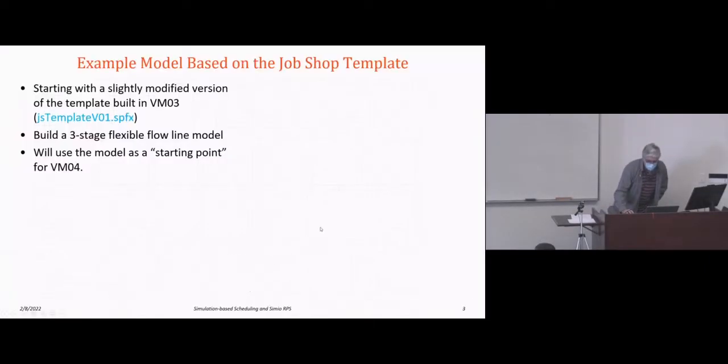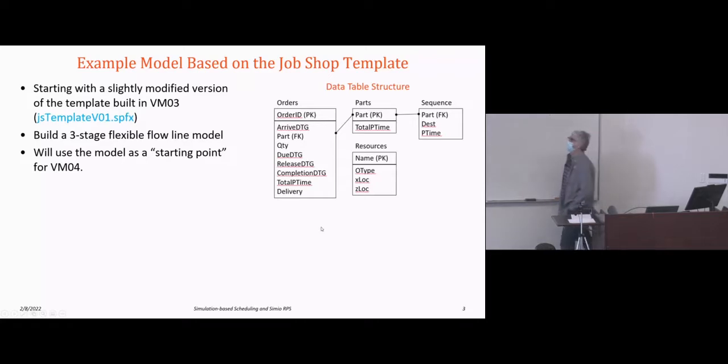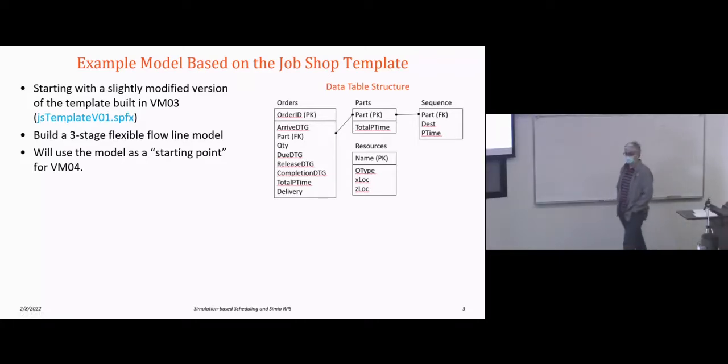And the template that we developed has a couple of core components. The first one is a specific data table structure, and there's an ER diagram for it. You can see that I have 4 tables. A set of resources, which we just saw uses auto create. The resources table. Then we have a part table and a sequence table. The sequence table defines the processing sequence for each part. And then we have a set of orders, and the orders have an arrival date, part, which is a foreign key, quantity, due date, release date, completion time, and so on.